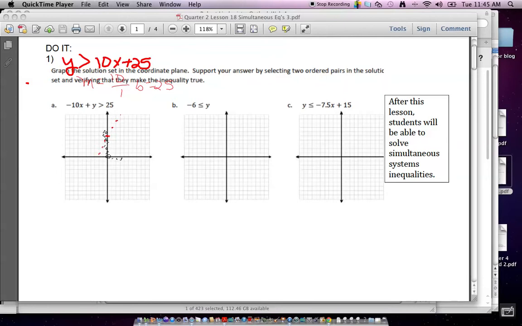Now, is this a broken or a solid line? Broken, so I'll go with this. And do I shade above or below? I shade above because it's greater than. And there's my graph. Okay?